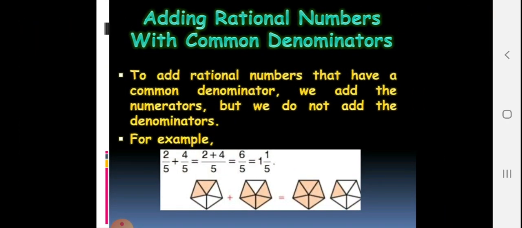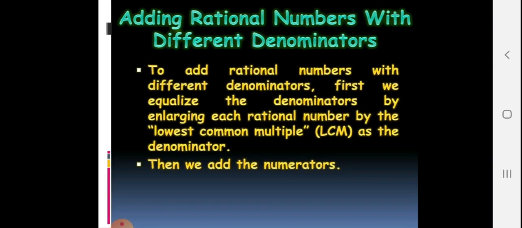Now adding rational numbers with common denominators. To add rational numbers that have common denominators, we add the numerators, but we do not add the denominators. As such, they are common in nature. So for example, you can see 2 upon 5 plus 4 upon 5. Here denominator 5 is common. I will write it only once, and numerator I will add 2 plus 4, which is 6 upon 5. If you convert into mixed fraction, it is 1 integer 1 by 5.